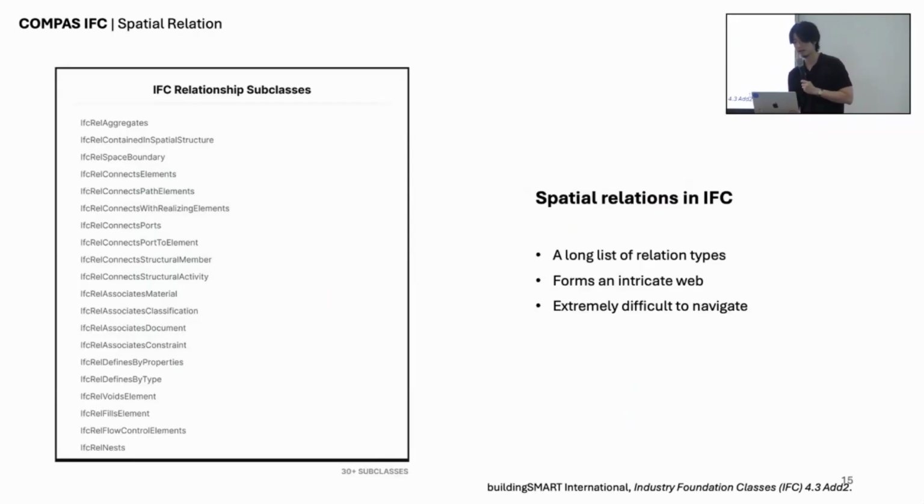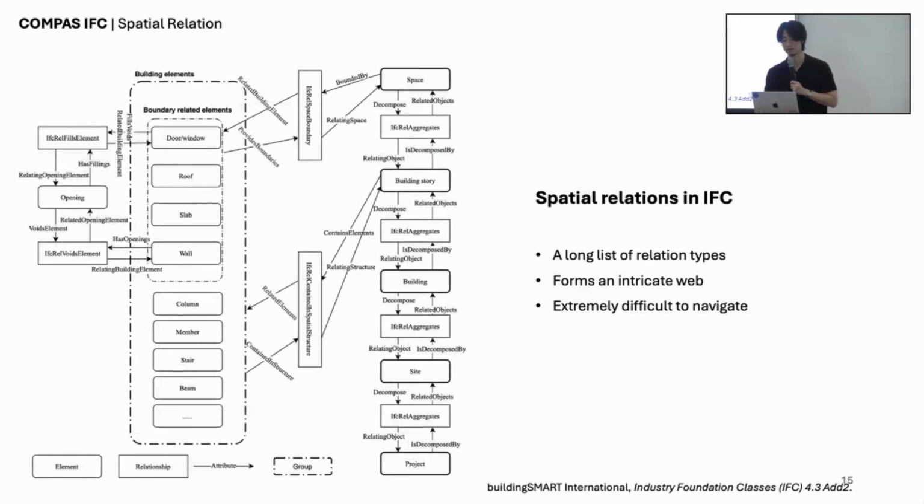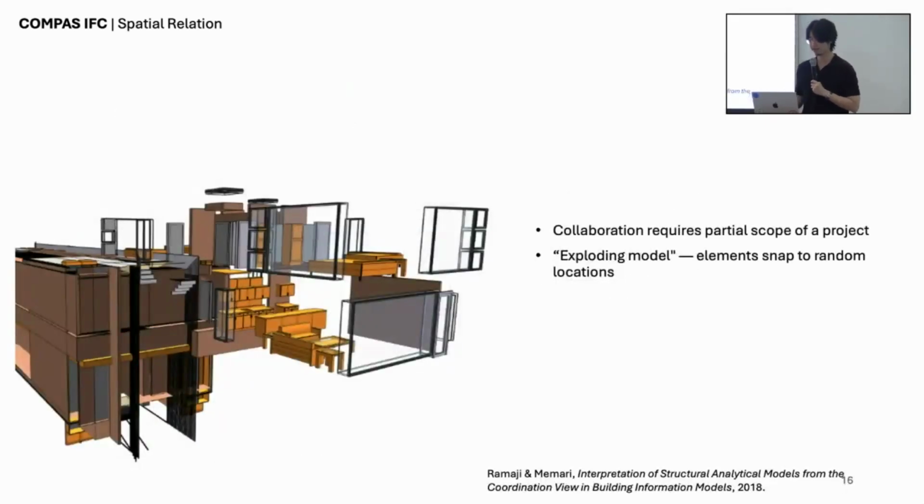And the second important area is spatial relations, which define how different building elements are organized in the project. IFC defines its relational structure with a long list of classes, again in a highly detailed and implicit manner. Again, even the most experienced developers can really struggle to navigate and understand it. This makes it extremely fragile if you want to exchange just a part of the project, which is perhaps 99% of the case in real-world collaboration. What you see here is a very common problem called exploding models, where elements snap into random locations because those relations are broken during export.